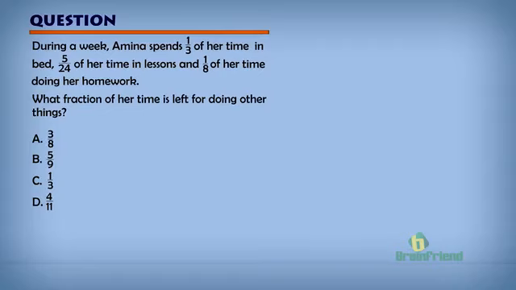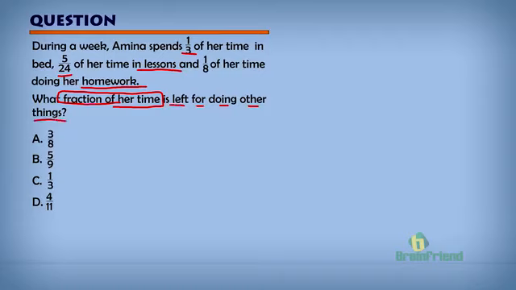During a week, Amina spends 1 over 3 of her time in bed, 5 over 24 of her time in lessons, and 1 over 8 of her time doing her homework. What fraction of her time is left for doing other things?